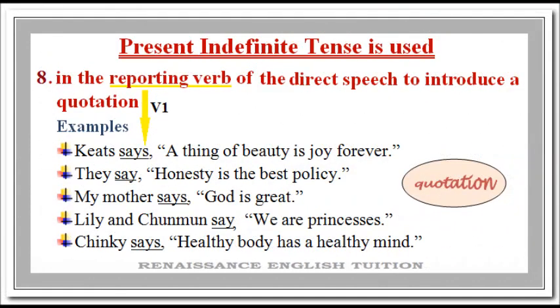Point number 8. Present indefinite tense is used in the reporting verb of direct speech to introduce a quotation. For example, Keats says, "A thing of beauty is joy forever." They say, "Honesty is the best policy." My mother says, "God is great."